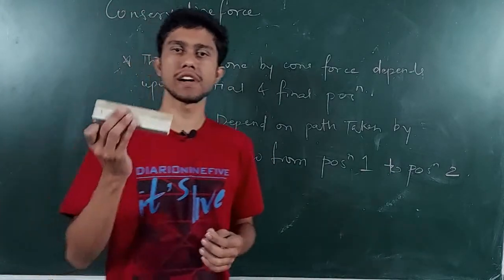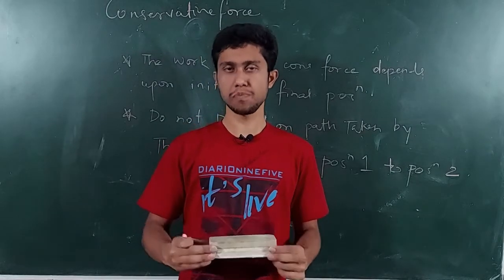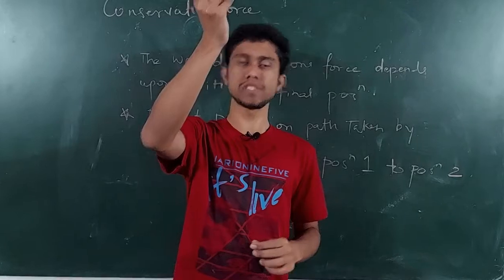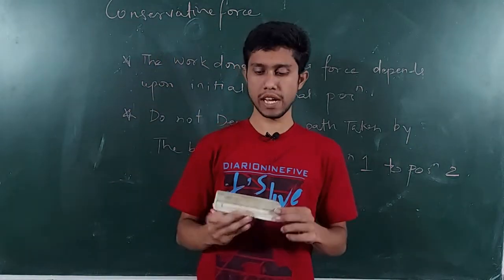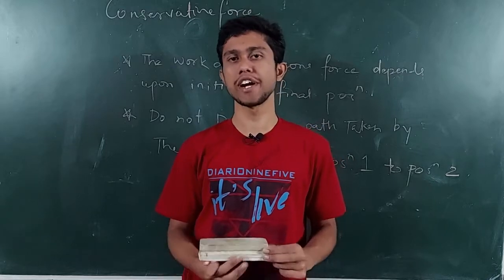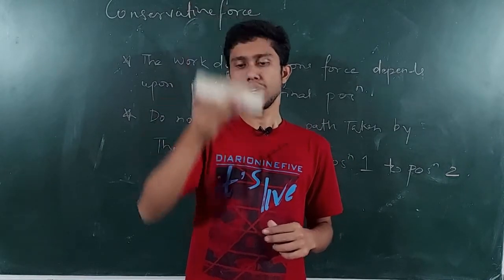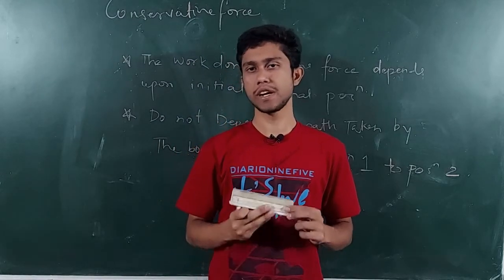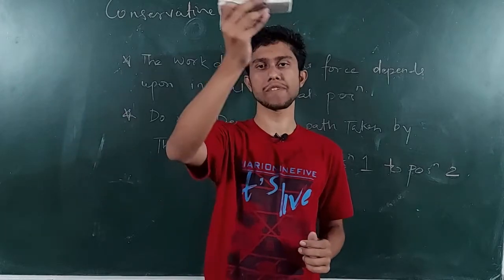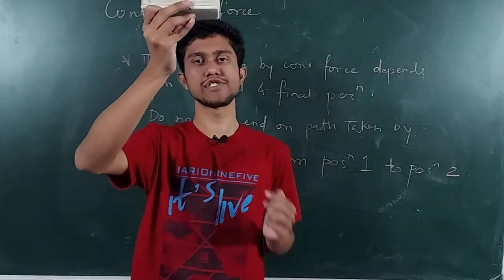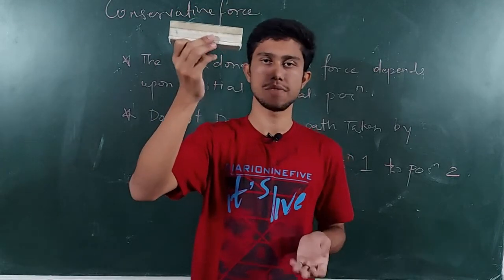Suppose this is any object. So I take this object from this point to this point. So there will be some change in the potential energy. There will be some initial potential energy at this point and a final potential energy at this point. Now suppose I take this duster from another path, and put it again at the same position. So now tell me, what is the change in potential energy?